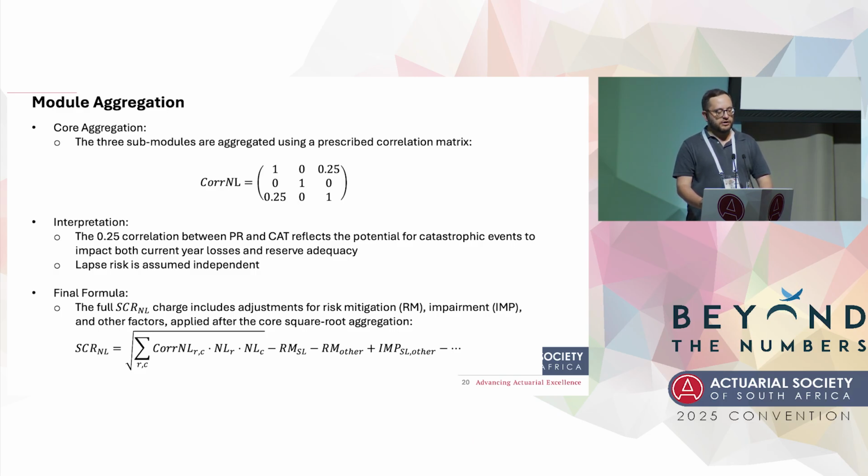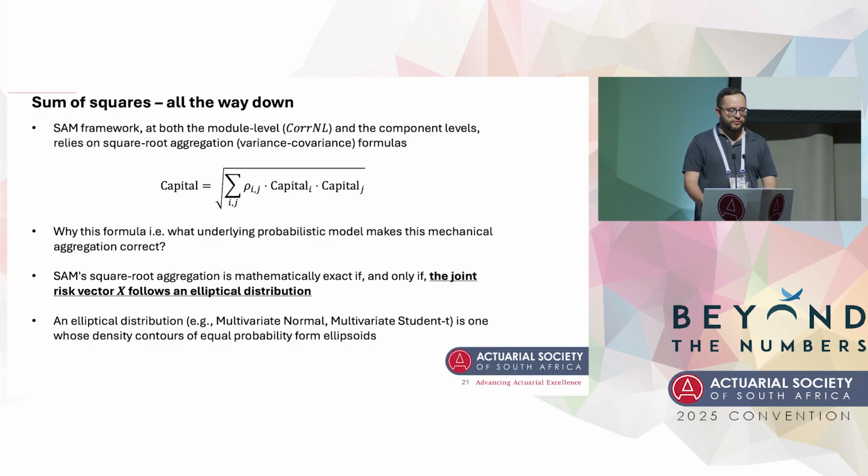And then the final formula is that rather large equation on the bottom, but basically, if you just focus on this piece, it's the square root of the sum of squares of your various different contributors to capital, as well as the covariance terms between them. And that's hopefully something that we're all familiar with.